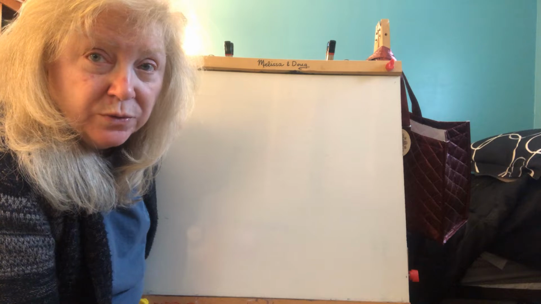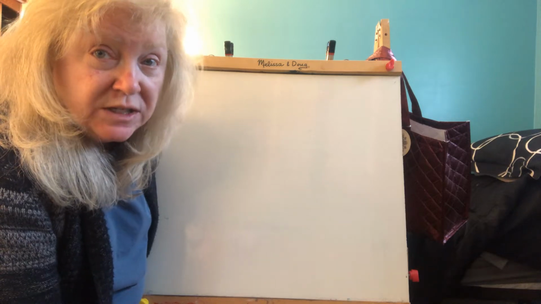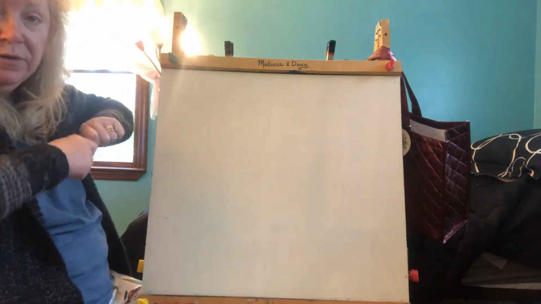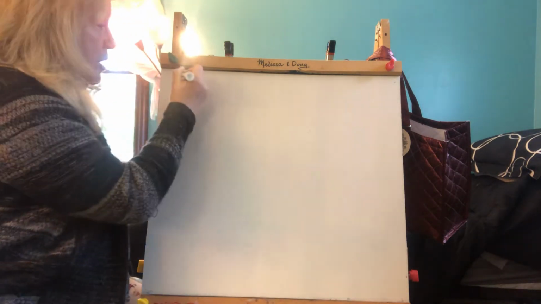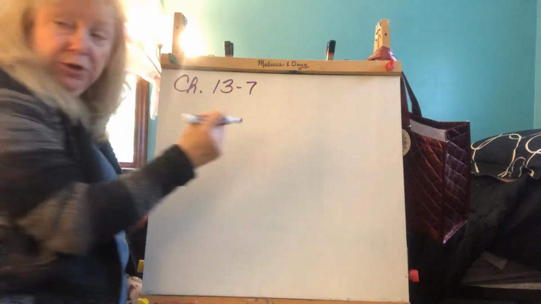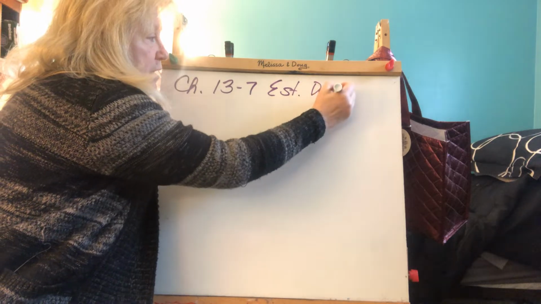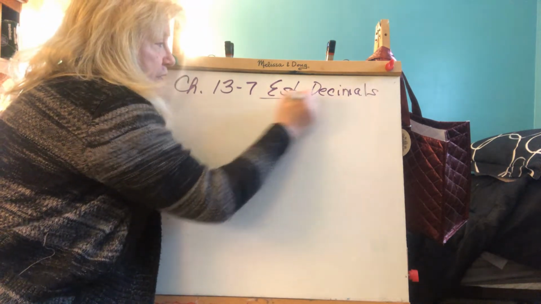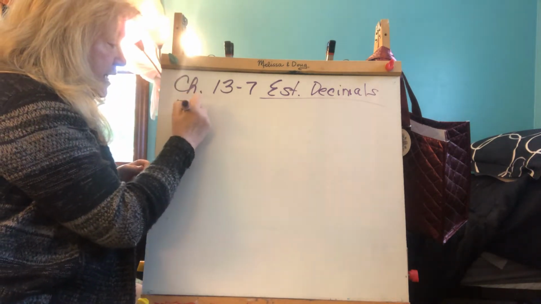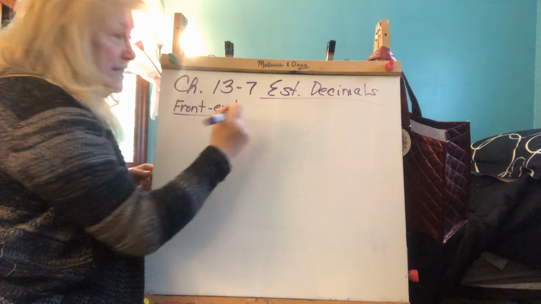We are going to review estimating sums and differences of decimals, this time using front-end estimation. So let's do a little bit of a review of what we did with whole numbers. This is lesson 13.7, part 2, and it's called Estimating Decimals. Yesterday we talked about rounding, and today we're going to use front-end estimation. Now, let's review what we did with whole numbers.